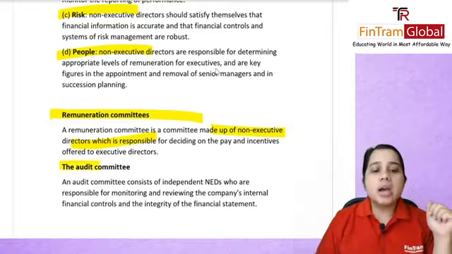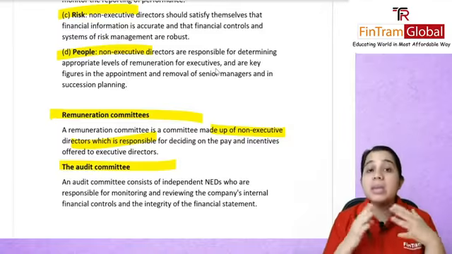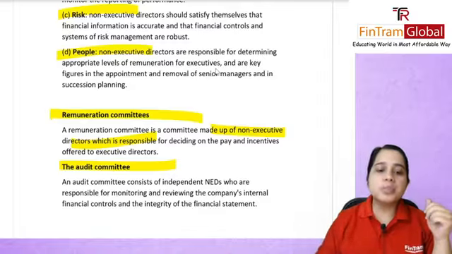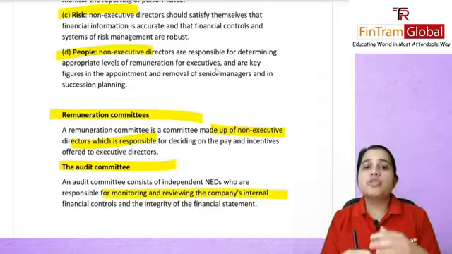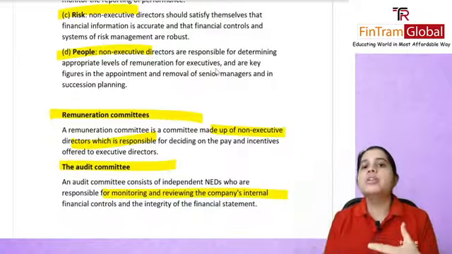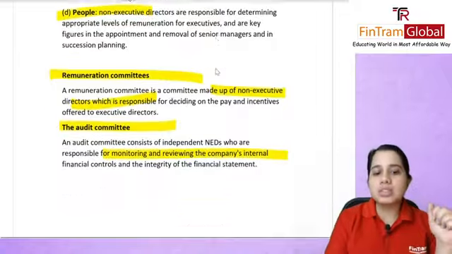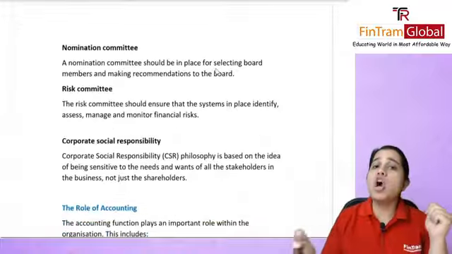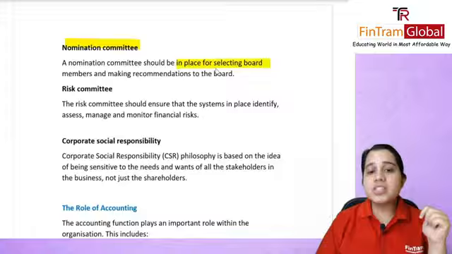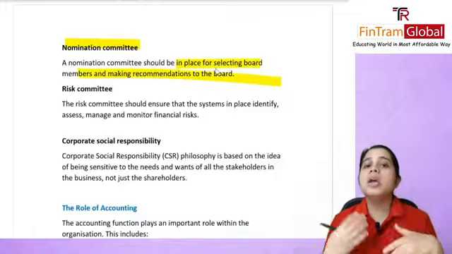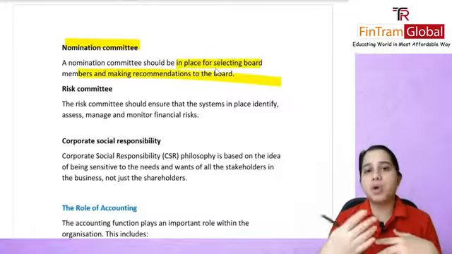Then you have your audit committee. They consist of, again, your independent non-executive directors, who will be responsible for monitoring and reviewing the company's internal controls, how well they are working. So your internal audit will probably be reporting to this committee. Then you have your nomination committee. A nomination committee should be in place for selecting board members, and they will be recommending to the board, all right, let's appoint this person.